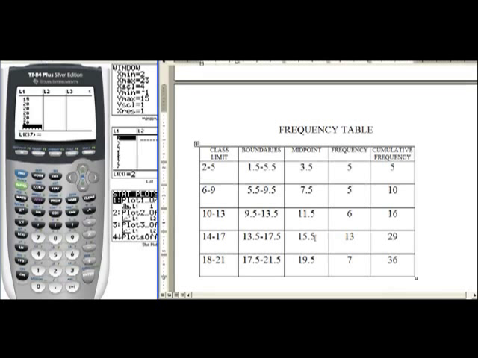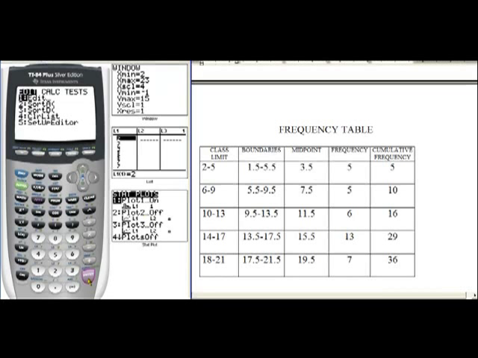Divided by 2, 15.5. 18 plus 21. So all these values are calculated the same way. To see the frequencies, these are the hits within these boundaries. What you need to do is go to your stat, edit again, and you're going to count.